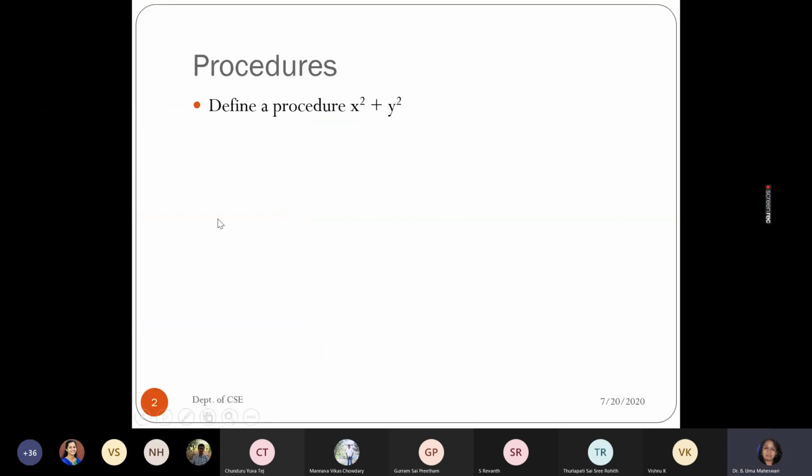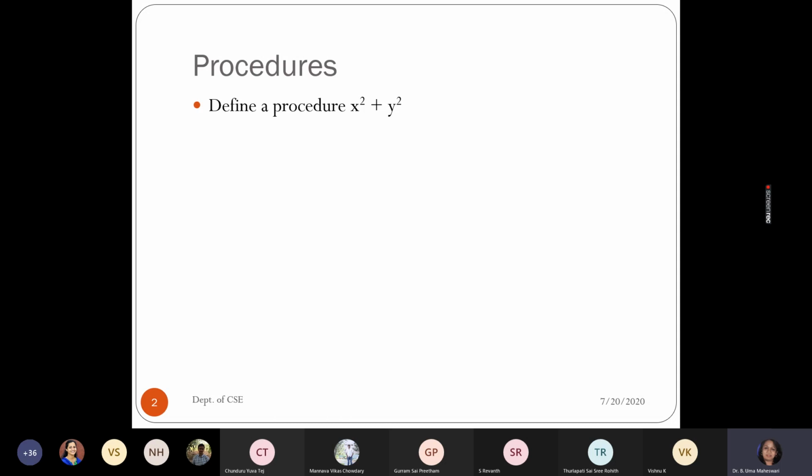Okay, so now let us define a procedure called x square plus y square. If you look at this, it is at a very high level. That means we need to do two operations. One is squaring of the argument, and then you have to sum it up, right? There is no built-in square function available, only plus is available. The interpreter knows only plus.